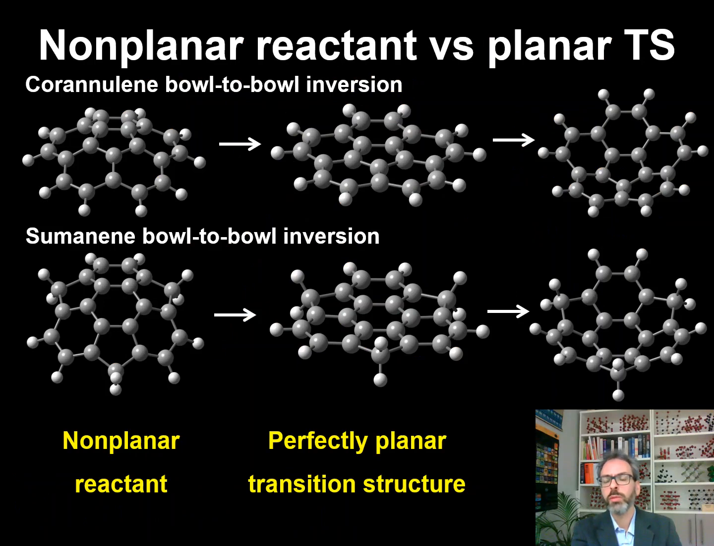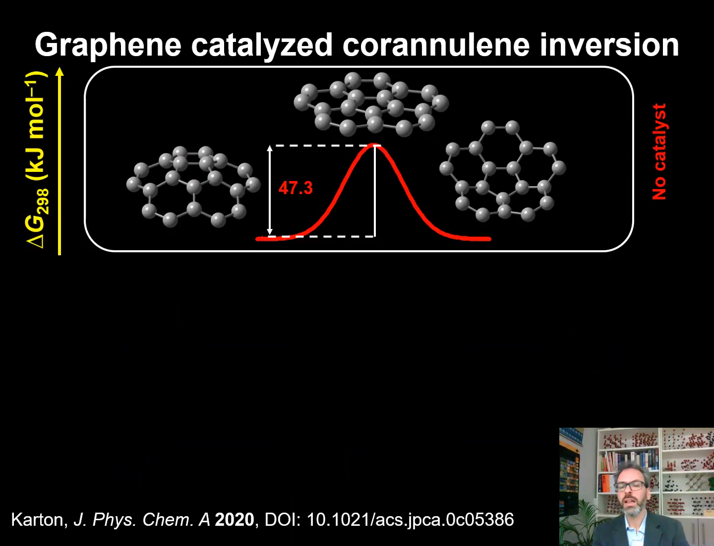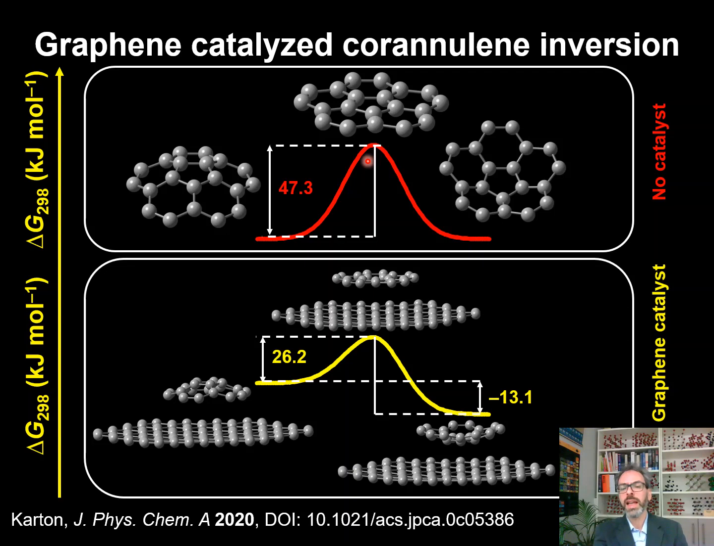As we have just seen, these bowl-to-bowl inversions involve non-planar reactants and products and planar transition structures. So we would expect that these inversions will be catalyzed by pristine graphene because the pi interactions between the substrate and the two-dimensional catalyst will be maximized when the substrate is planar rather than when it's not planar in the reactants and products. For the uncatalyzed bowl-to-bowl inversion in corannulene, we obtain a reaction barrier height of 47.3 kilojoules per mole, and this reaction barrier height is reduced by almost 50% to 26.2 kilojoules per mole by placing a large graphene nano-flake catalyst underneath the corannulene bowl. An interesting point here is that the product complex is more stable than the reactant complex by 13.1 kilojoules per mole.